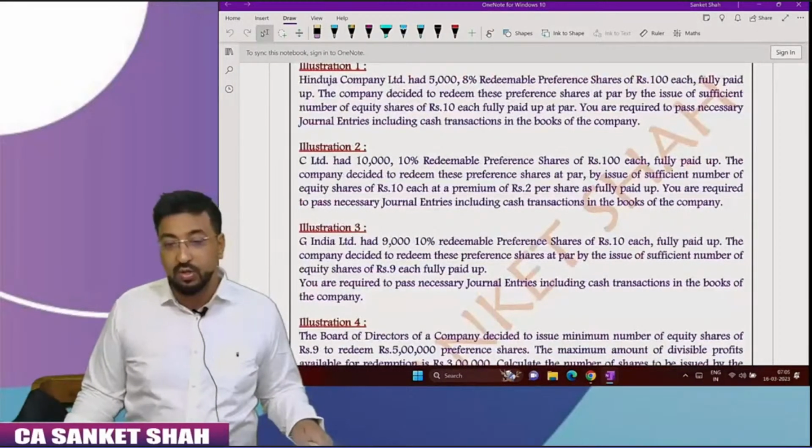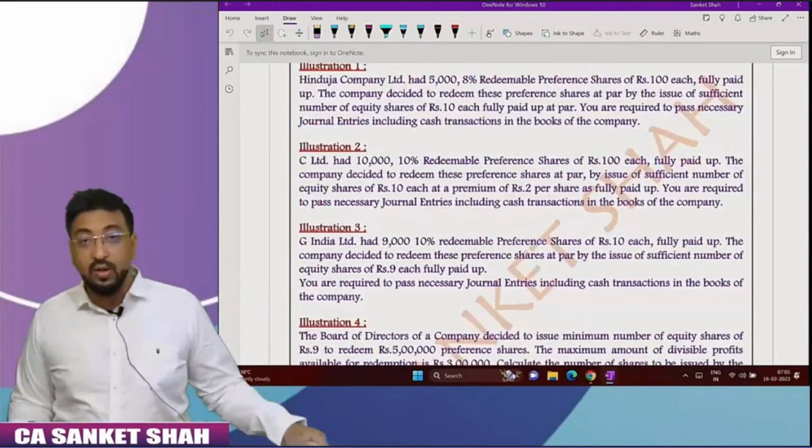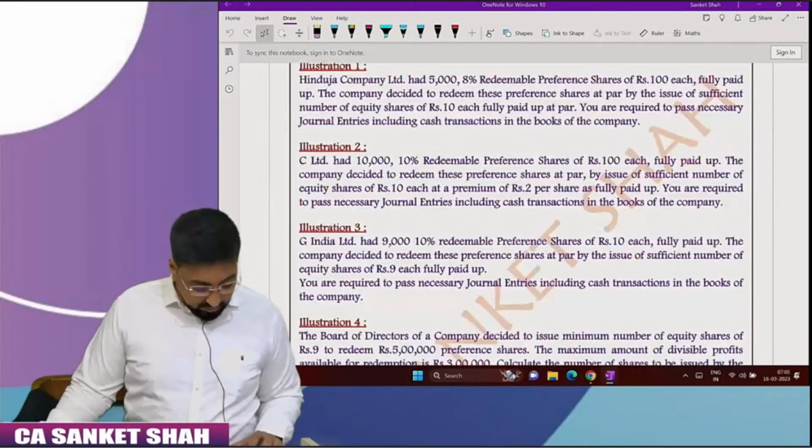So illustration number 1. हाँ, और right shares का हमारा रहेगा बेटा, value of right is equal to theoretical ex-right value minus issue price. So value of right is also very easy. हाँ जी, so वो रिवाइज करना रह गया था.